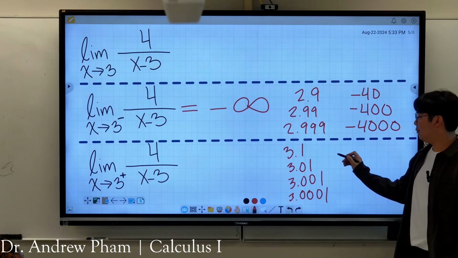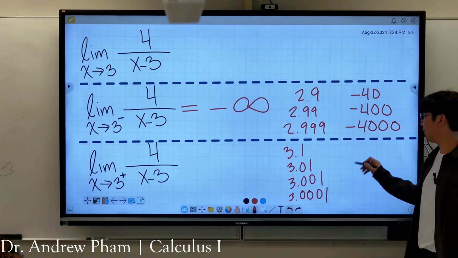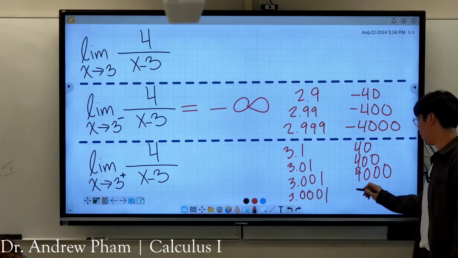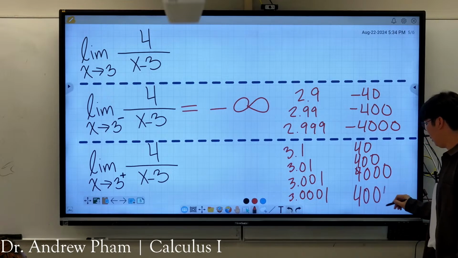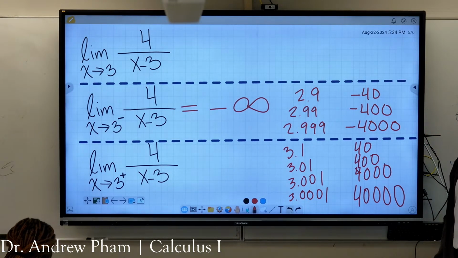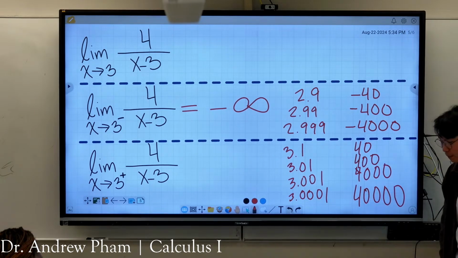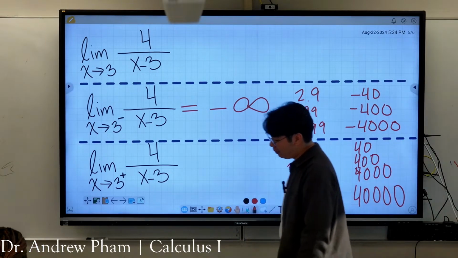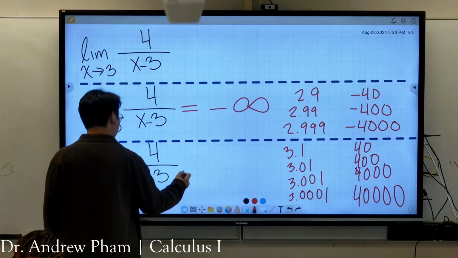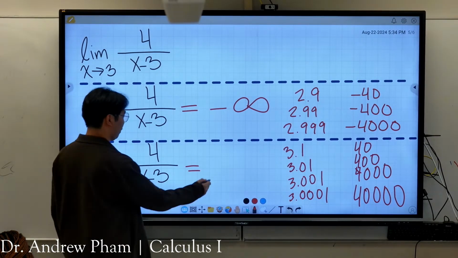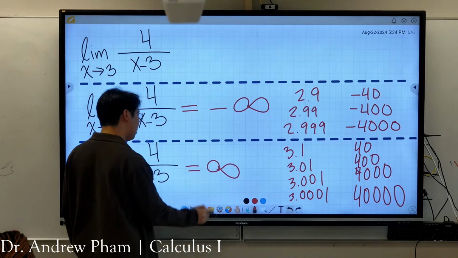What do you think is going to happen whenever I plug these in? 40, 400, 4,000, 40,000. What do you think is going to happen as I continue to get closer to 3 from the right? It keeps increasing, and it never stops. What does that mean for my limit, do you think? Yes, positive infinity.